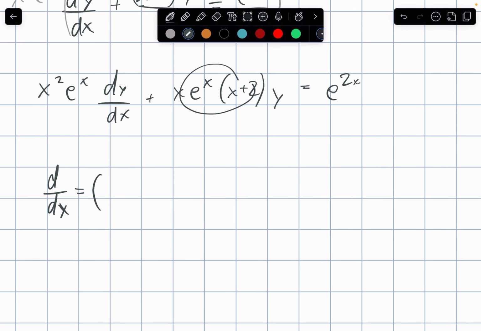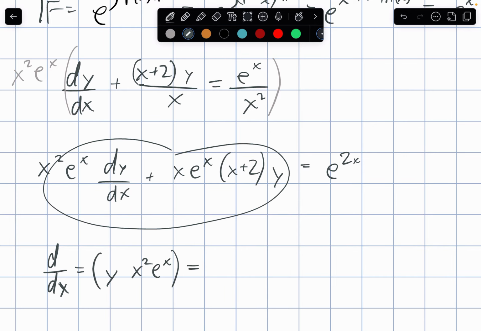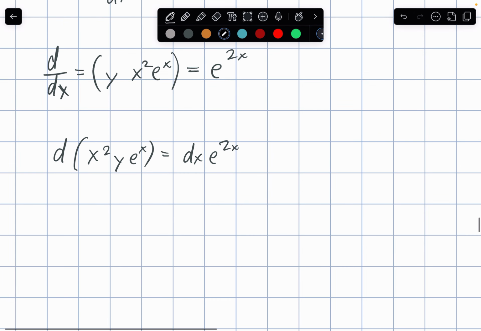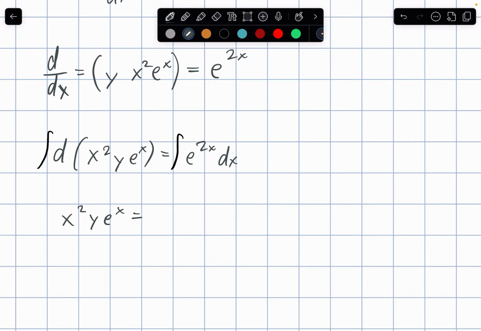Okay. So everything here is x. What we just want is the y. And then multiply it by the integrating factor, which is x squared e raised to x. Case dismissed for whatever you have to do in the left side of the equation. In the right side, it is e raised to 2x. So x squared y e raised to x equal to the integral of e raised to 2x dx. Integrate.